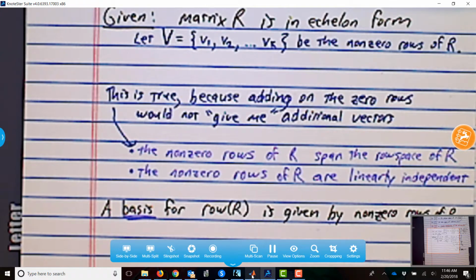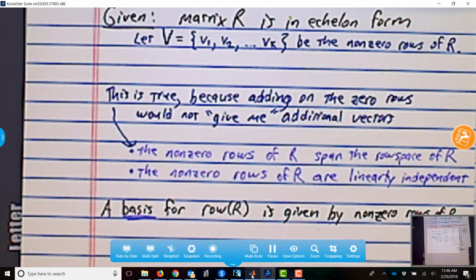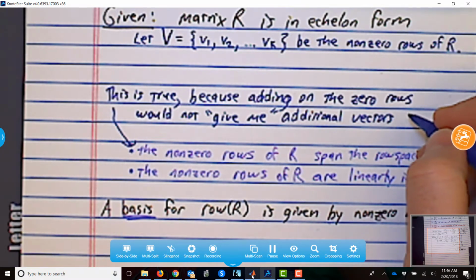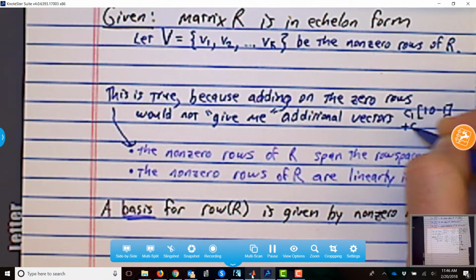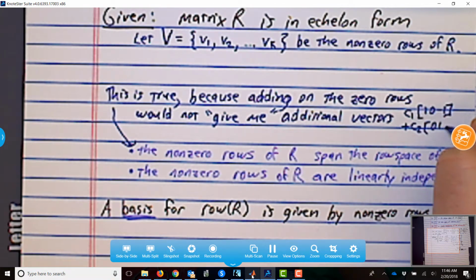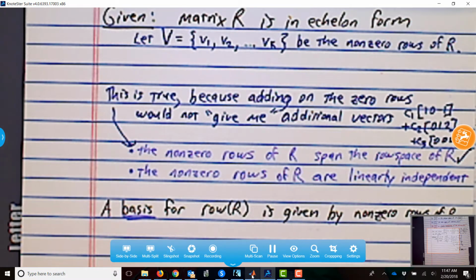Do you see what I'm saying? The row space is the span of these 3 rows. But if you think about it, the third row of all zeros just doesn't help, right? I mean, if you write C1 times the first row, which is 1, 0, negative 1, plus C2 times the second row, which was 0, 1, 2, if you add the third row on, does that even help? No, because the third row is a bunch of zeros, right? So I claim that this is true. The non-zero rows span the row space of R.